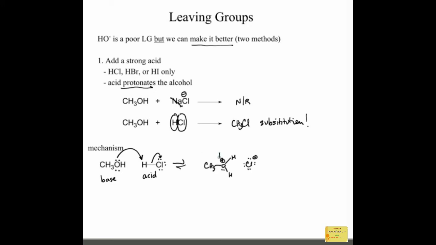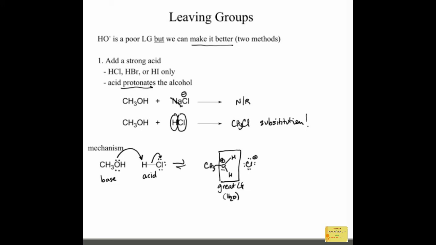Because now, let's take a look at what's attached to that carbon. Instead of just an OH, what do you have? You have a positively charged H2O. When this leaves, what leaving group would we be kicking out? We'd be kicking out water. Can you get more stable than water? That is an excellent leaving group. So by protonating, we make a great leaving group. And once you have a great leaving group, a substitution can take place.